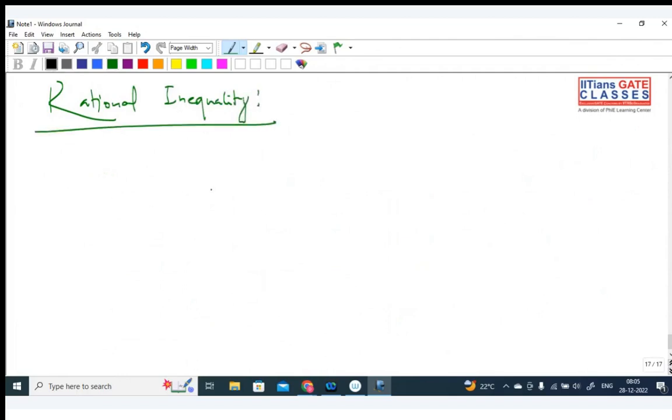What is the meaning of rational? That is P by Q form. Perfect. So the format will be like this.